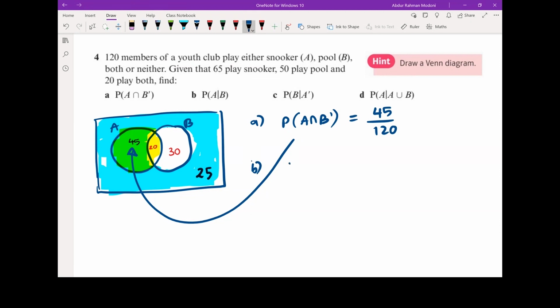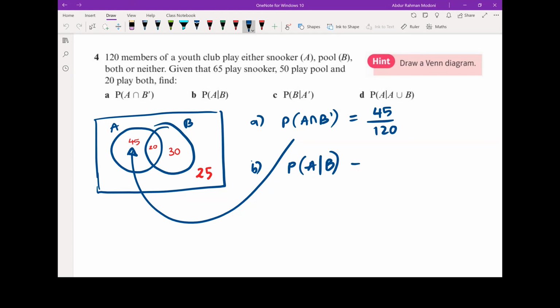So part B is saying find the probability of A given that B's happened. So A given B, let's go and take a look at that. A given B means we are only looking at the restricted sample space of B because B's happened. B is everything inside circle B, so it's out of 50 now. And what's the probability of A happening? Well, the only part within B that we are interested in where A is happening, if you see, is just that 20 bit. Okay, so it's going to be 20 out of a total of 50.